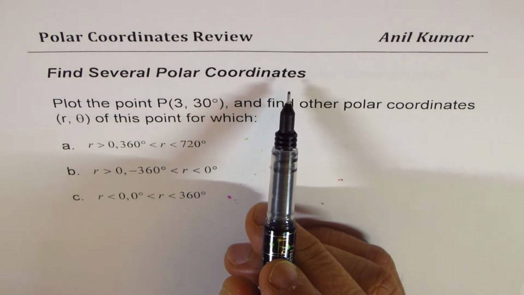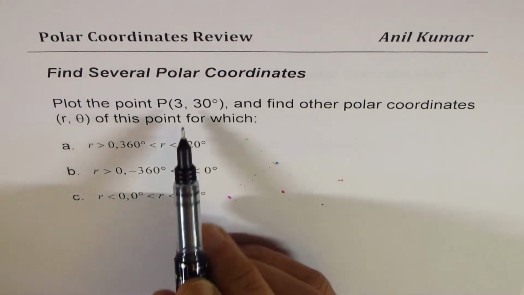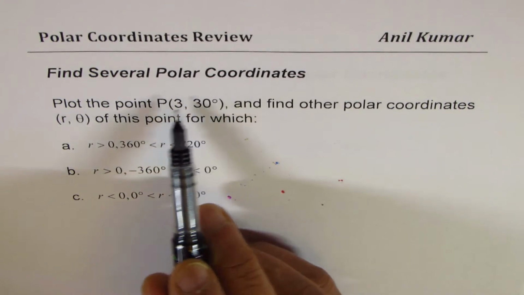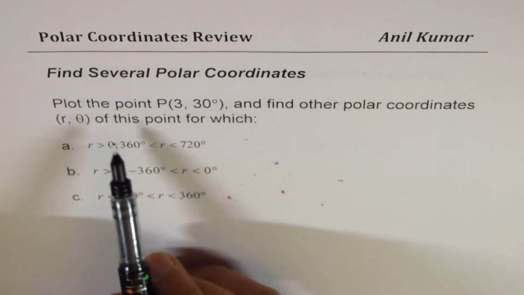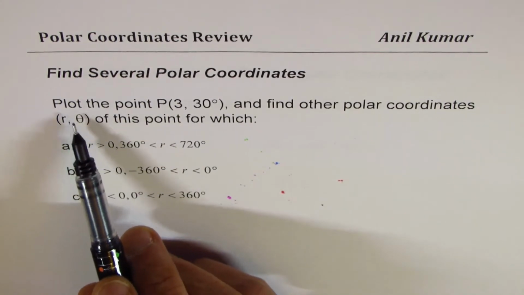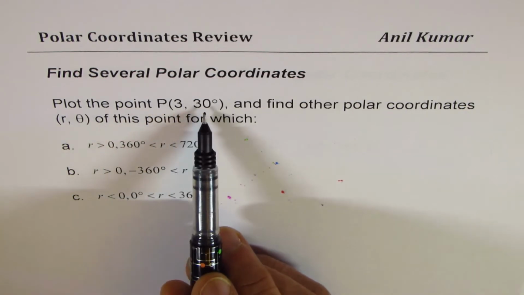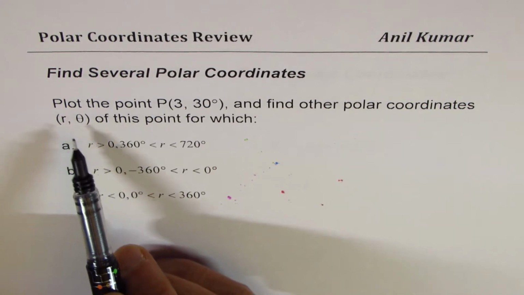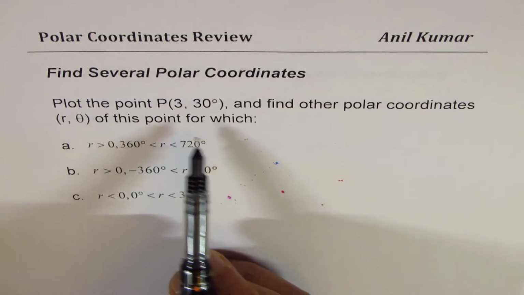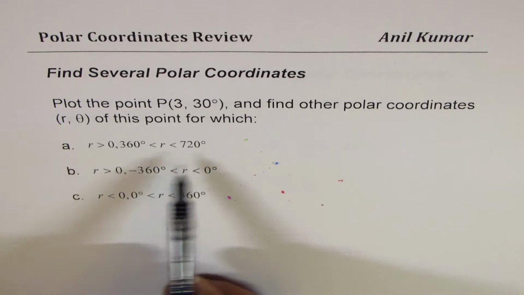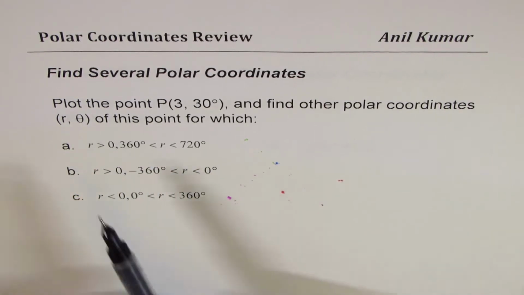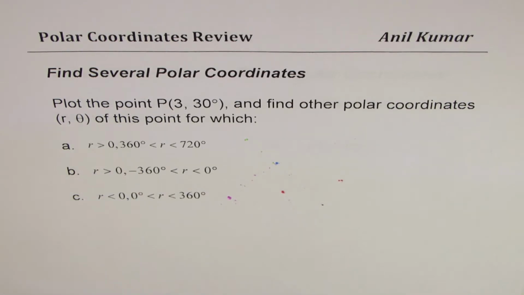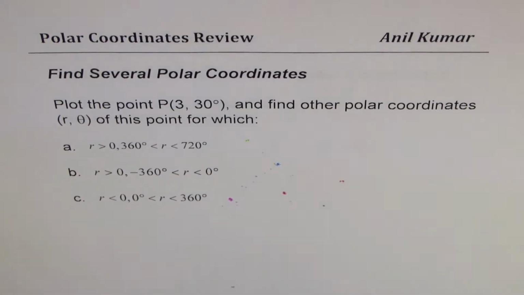Now it is very important to understand that a polar coordinate is not unique in itself, right? So it could be represented in many different ways, right? Now we need to plot point P, 3, 30 degrees, and find other polar coordinates r, theta of this point, for which theta is given different conditions, right? So now we'll do this. Now in this particular exercise, theta is given different conditions.